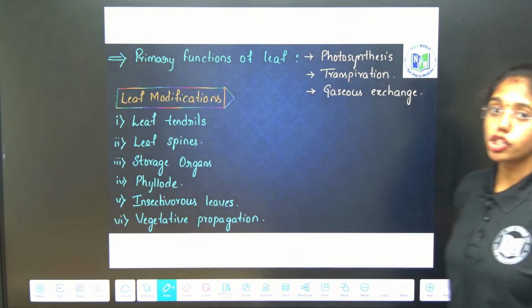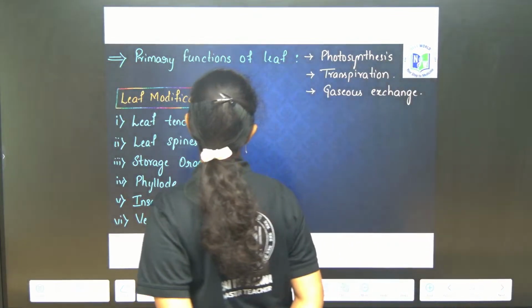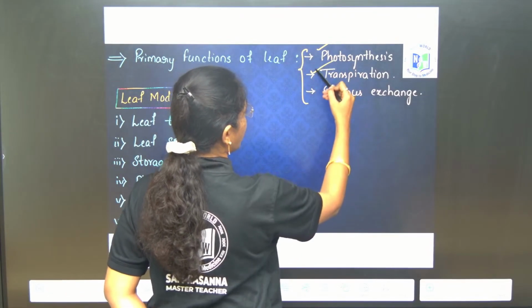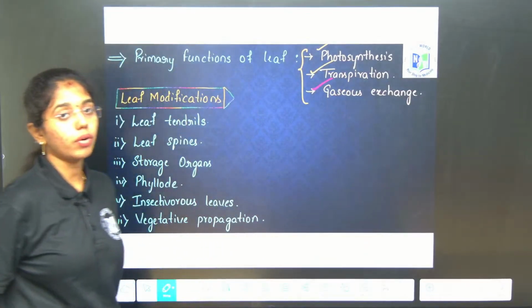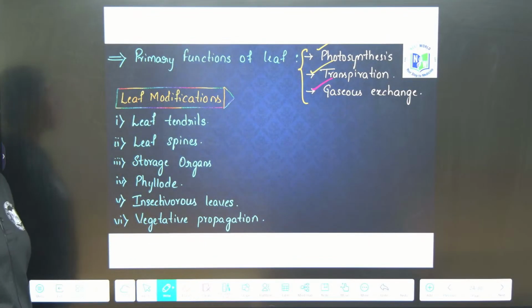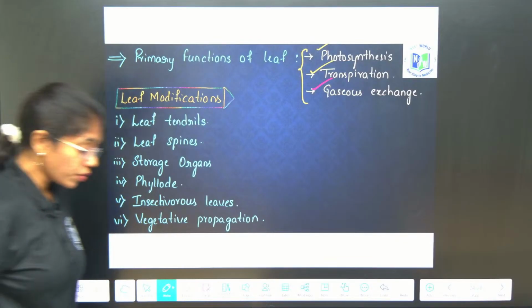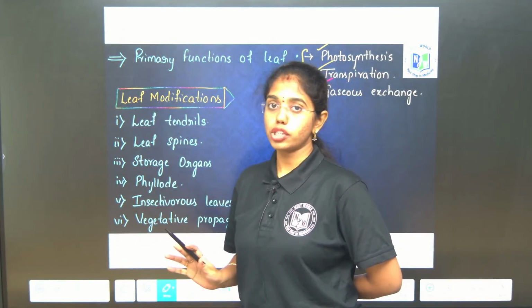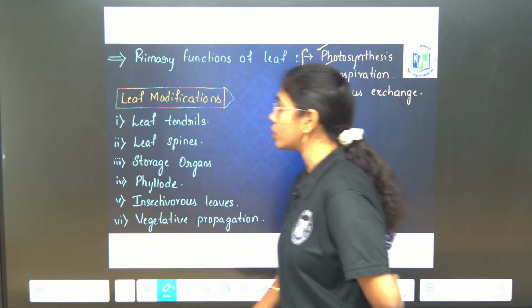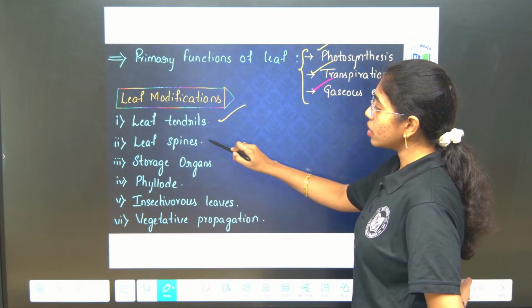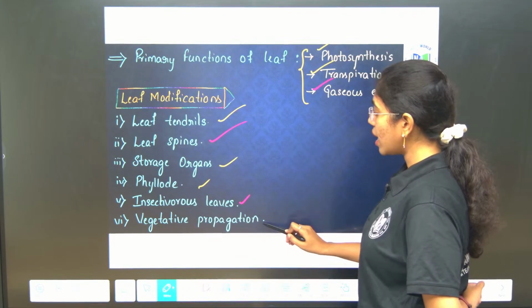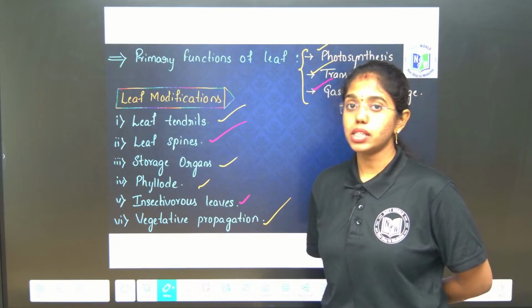Next, primary functions of leaf. What are the primary functions of leaf? Primary functions of leaf include photosynthesis, transpiration and gaseous exchange. Okay. Apart from these functions, if other functions are performed based on the modification of the plant, we have leaf modifications like leaf tendrils, leaf spines, storage organs, phyllodes, insectivorous leaves and those leaves which promote vegetative propagation.